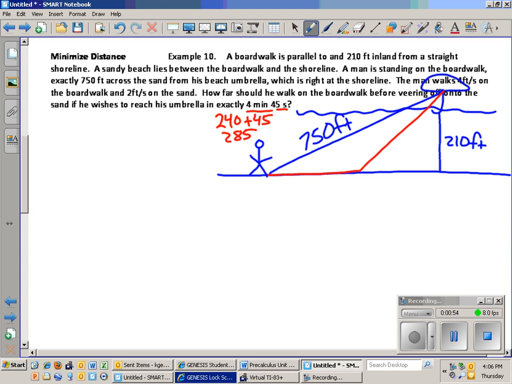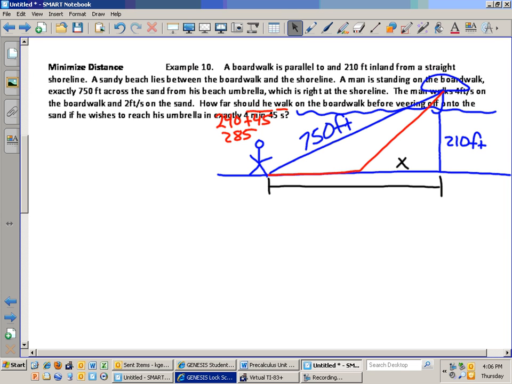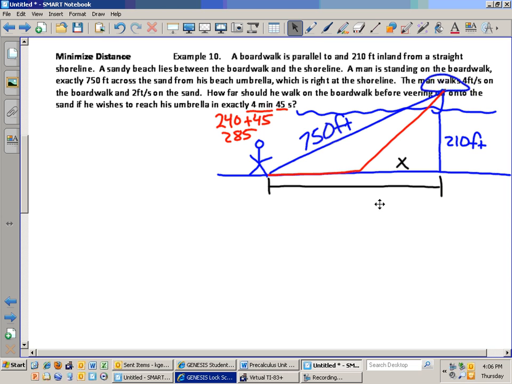So we need to come up with some expressions here to work this out. Namely, right now I'm going to write down some variables. We're going to call this x. So I need to know this entire distance here to be able to name the portion that he walks on the boardwalk. Well, as you can see, we have a right triangle, and I can use the Pythagorean theorem. So I have 210 squared plus, we'll call it b squared, is equal to 750 squared. If you solve for b in that scenario, you come up with b is equal to 720.